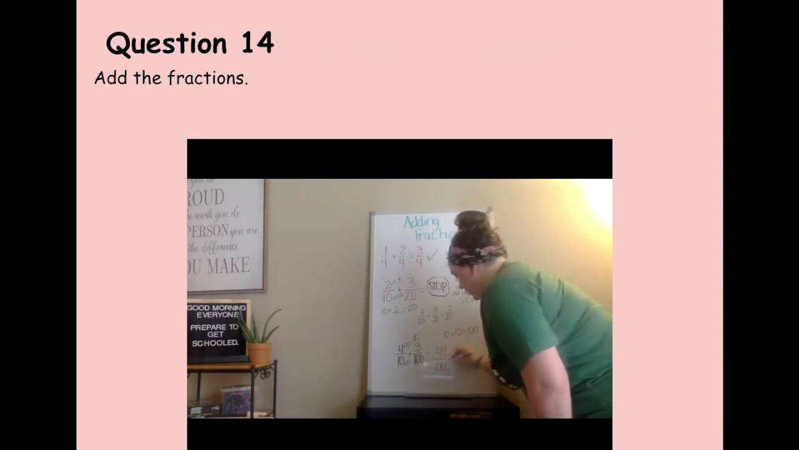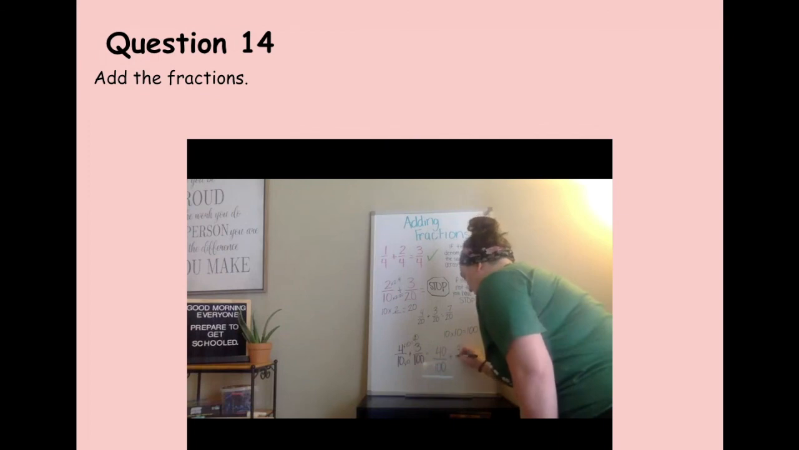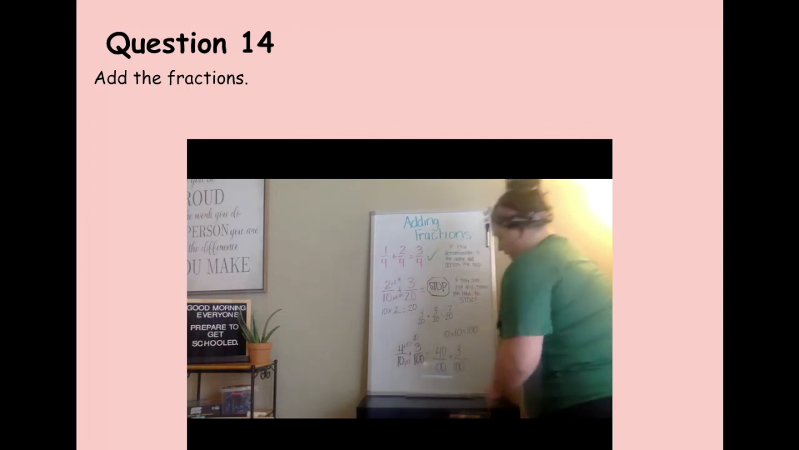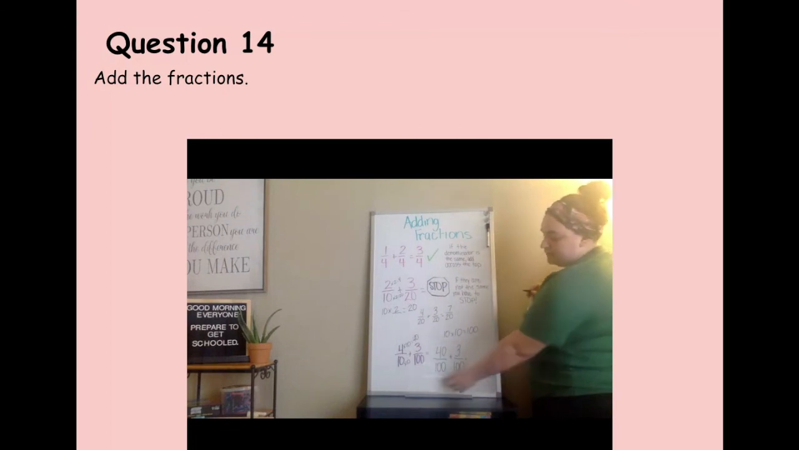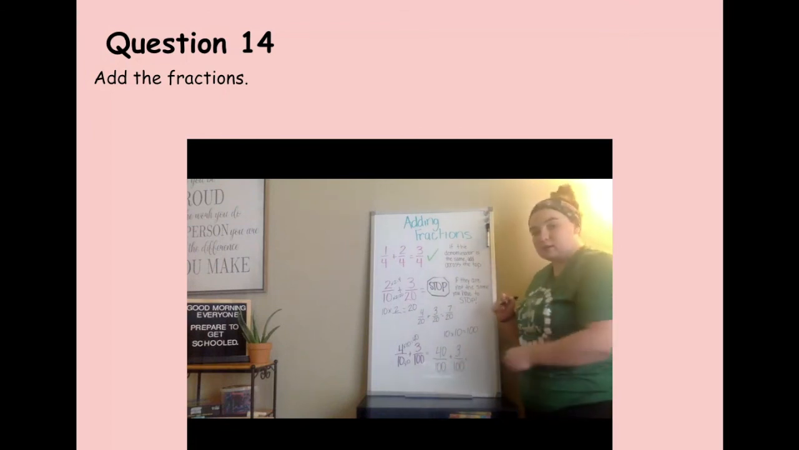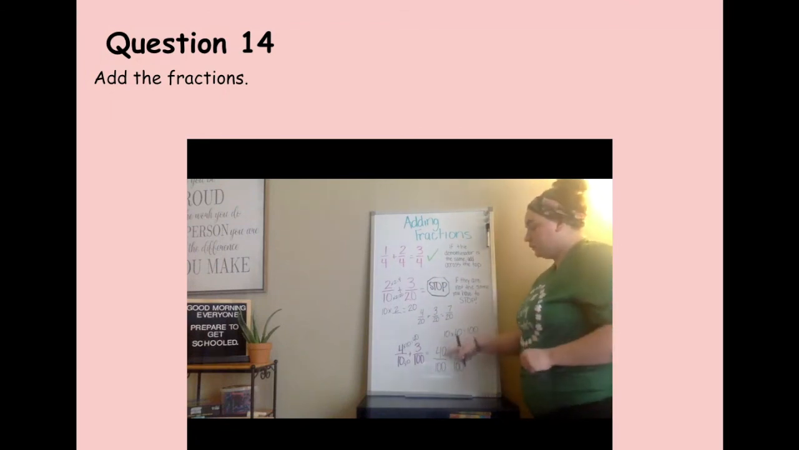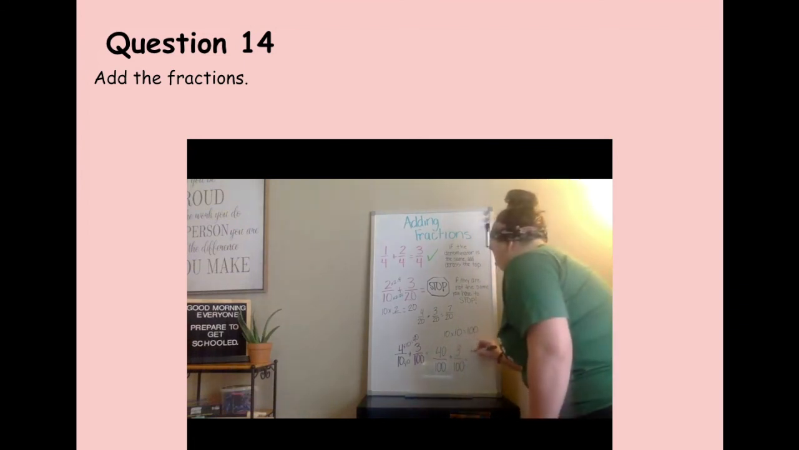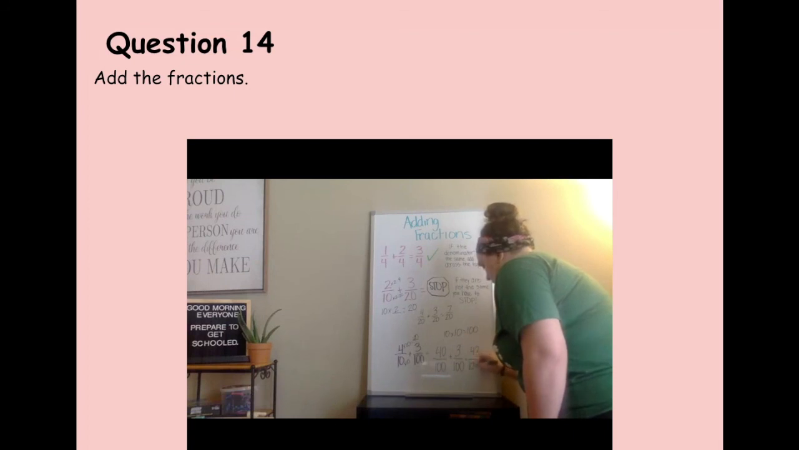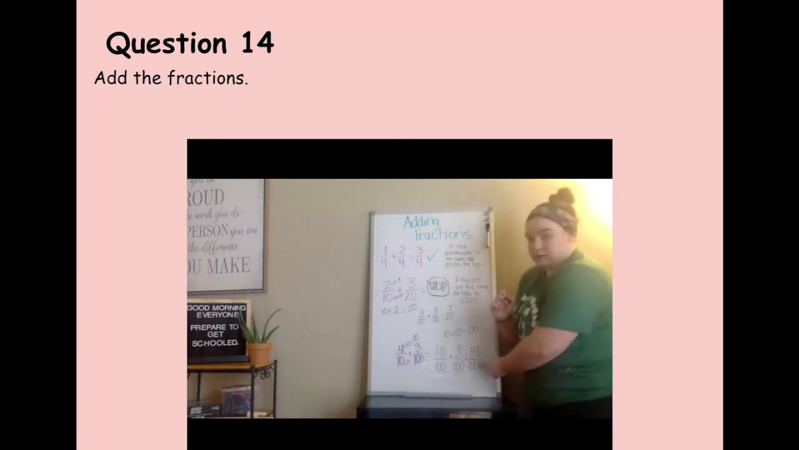40/100 plus 3/100. Once I have a common denominator, I can add across the top and I'm good to go. So 40 plus 3 is 43/100. You cannot forget your denominator.